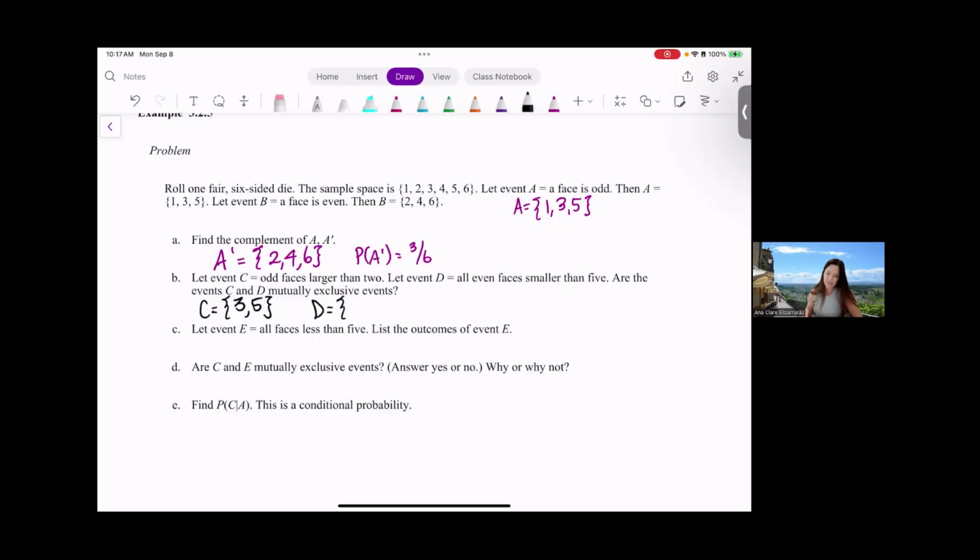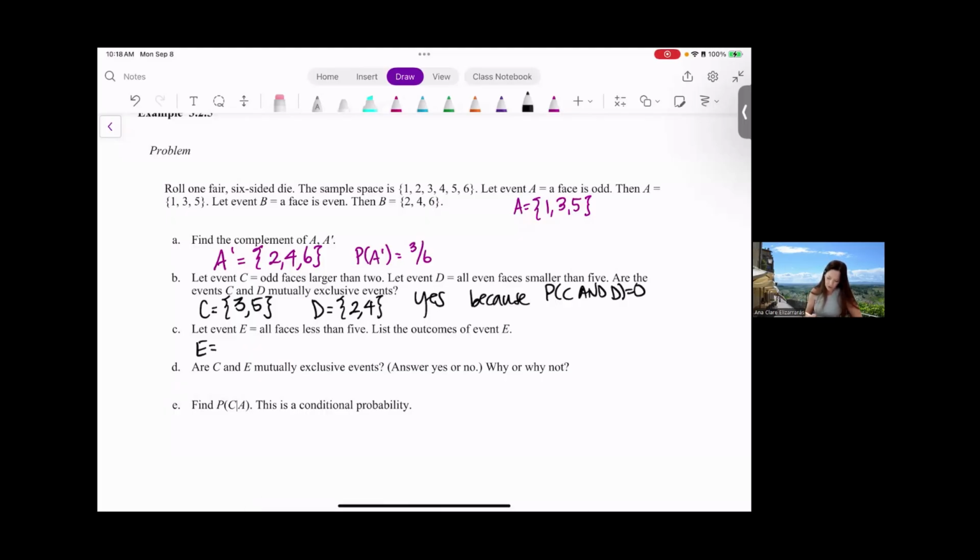D is all of the even faces smaller than 5. Okay, 1 is not even, 2 is and it's smaller than 5, 3 is not even, 4 is and it's smaller than 5, and then 6 is not smaller than 5. Are they mutually exclusive? They don't share anything. 3 and 5 are not in D, and 2 and 4 are not in C. So yes, they are mutually exclusive, because the probability of C and D is equal to 0. They have no shared outcomes.